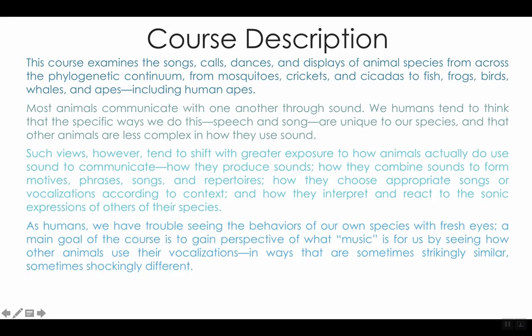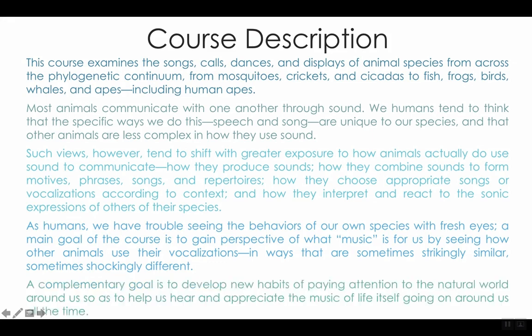Such views, however, tend to shift with greater exposure to how animals actually do use sound to communicate, how they produce sounds, how they combine sounds to form motives, phrases, songs, and repertoires, how they choose appropriate songs or vocalizations according to context, and how they interpret and react to the sonic expressions of others of their species. As humans, we have trouble seeing the behaviors of our own species with fresh eyes. A main goal of the course is to gain perspective on what music is for us by seeing how other animals use their vocalizations in ways that are sometimes strikingly similar and sometimes shockingly different. A complementary goal is to develop new habits of paying attention to the natural world around us, so as to help us hear and appreciate the music of life itself going on around us all the time.